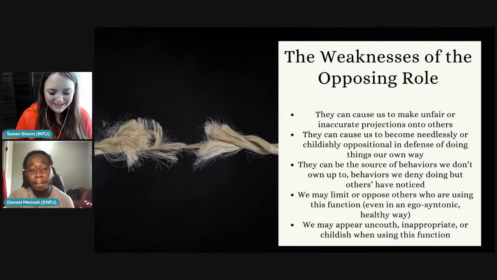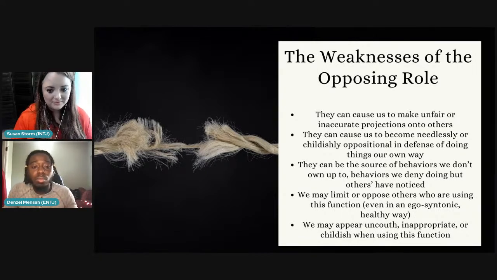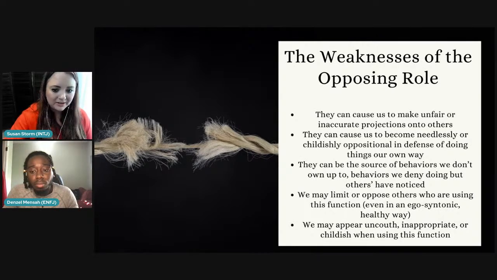So extroverted feeling at times may seem oppositional to you because it's more about considering the group's values and things like that. But when you oppose people via extroverted feeling, your opposing role, you can seem unnecessarily childish or inappropriate even, things like that. Not always, but often. That's one of the weaknesses of the opposing roles, that when we're in its energy, before we integrate it, we tend to use it in a childish way, or in a way that can seem a little bit inappropriate or odd to people who are watching.